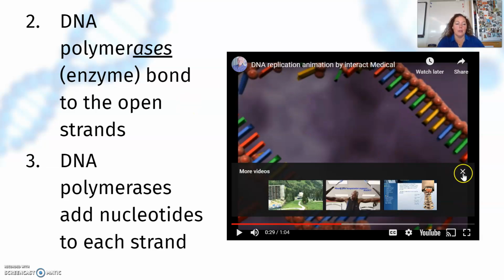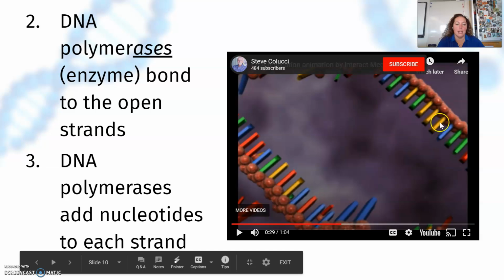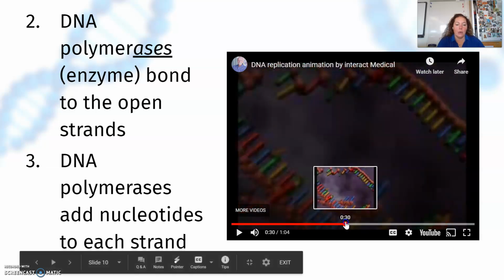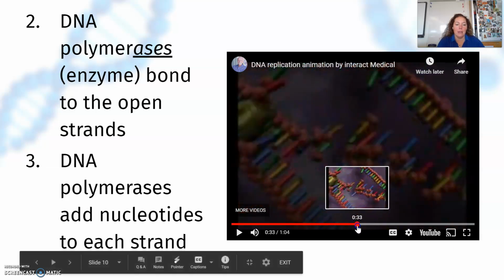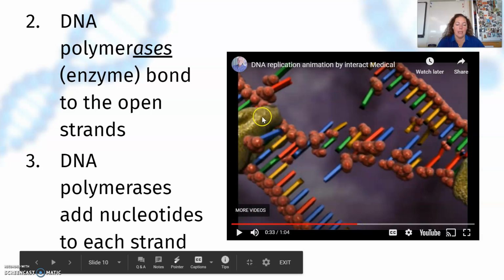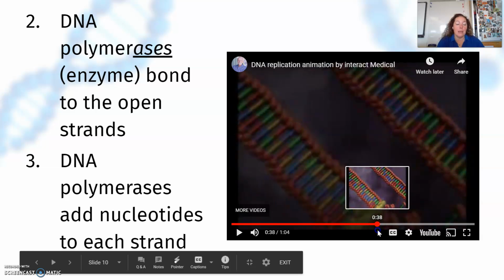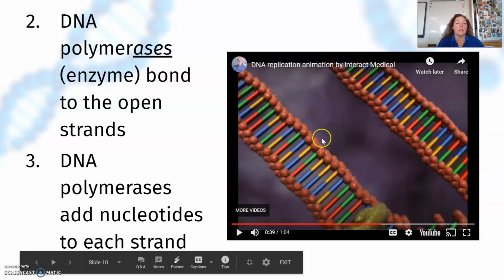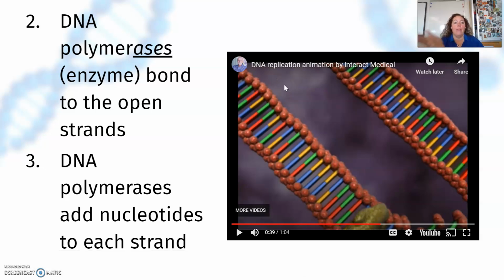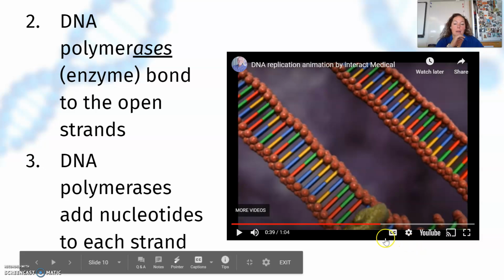So if you look here, you start to see the open strands, and it's going to slowly add those nucleotides in. This is your DNA polymerase here. It's going to add those nucleotides in, creating a new strand of DNA on both sides. This is called semi-conservative replication because half of your strand is old, the original DNA, and the other half is new DNA, so new nucleotides that are added into the DNA molecule.